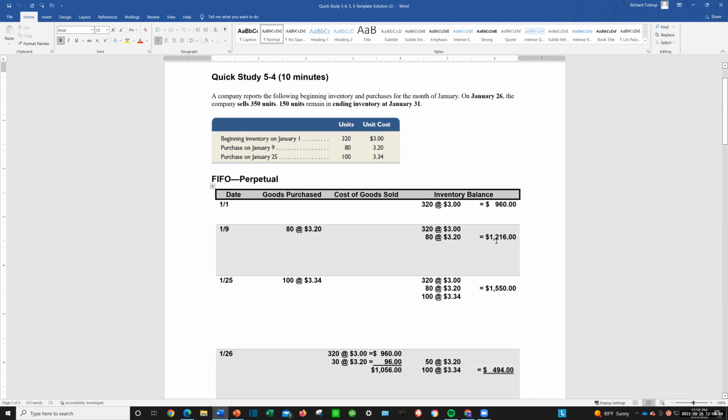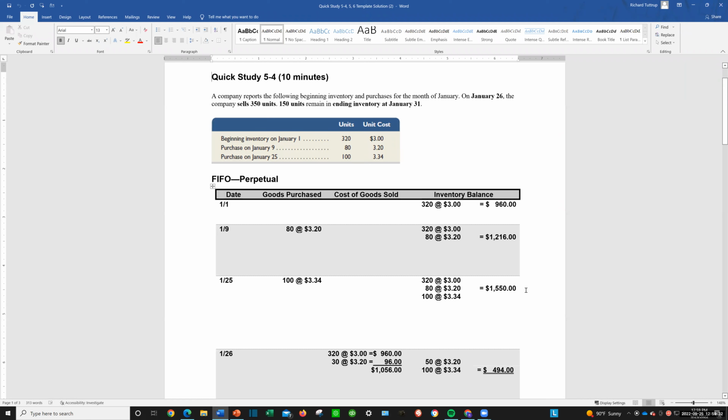Now, on the 25th, we bought 100 units at $3.34. Okay, so here we've got goods purchased, 100 at 3.34. Well, before we add it, we need to bring down our original layers. So we have 320 at $3. We have 80 at $3.20. And now we're going to add our new layer of 100. So 100 at $3.34.